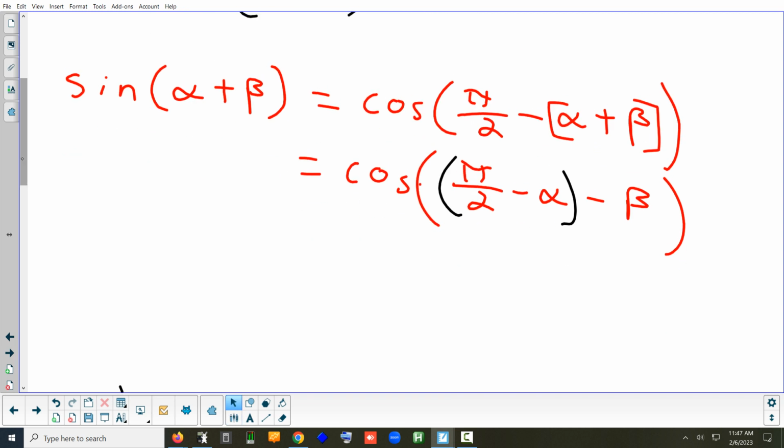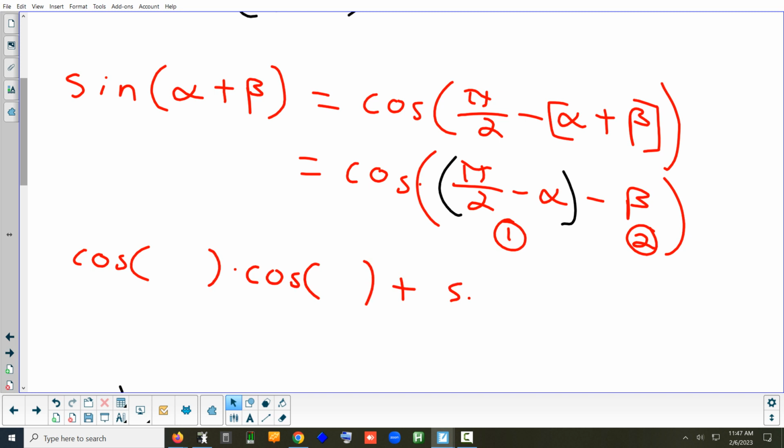Now let's solve this with our cosine difference formula. This is going to be your first angle. That's your second angle. What's my cosine difference? What's the setup for it? Cosine, cosine, plus sine, sine. Okay.